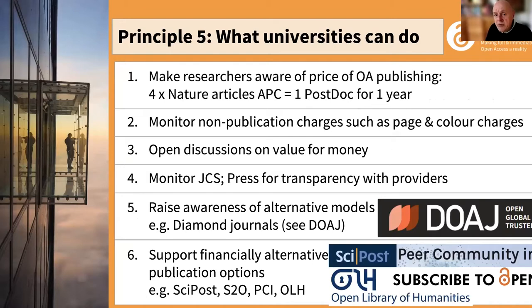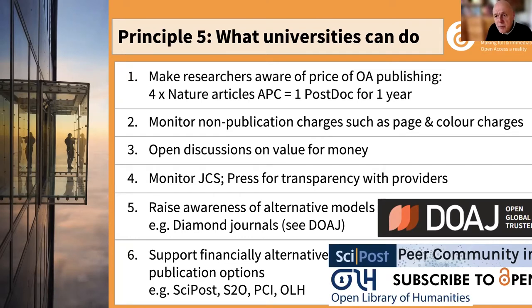For instance, by making researchers aware of the price of open access publishing, the fact that four Nature articles correspond to about the price for a postdoc for 1 year. But also you have to monitor things like non-publication charges, such as page and color charges that are really spurious in this day and age, because these are basically pictures that are handed on a platter to the publishers by their authors themselves. So it's not clear what extra costs they incur by publishing those.